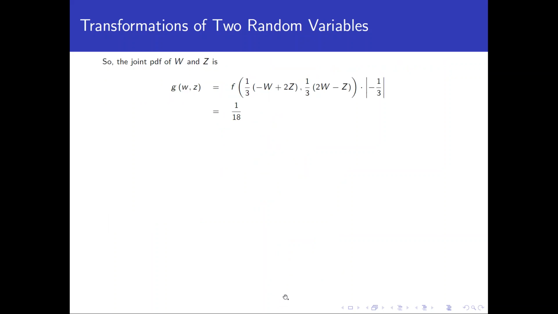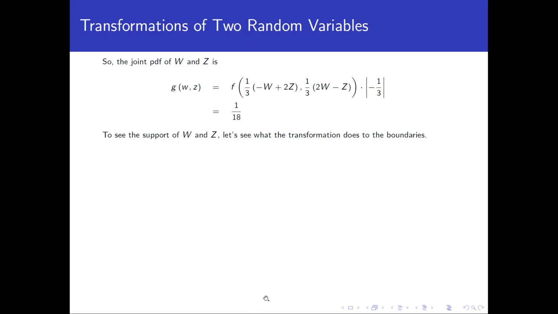Okay. So now the formula says that we take the functions that we just found, plug them in for x and y, and multiply by the absolute value of the Jacobian. Well, the absolute value of the Jacobian is just 1/3. We had a constant PDF, which is 1/6, so we just get 1/18.